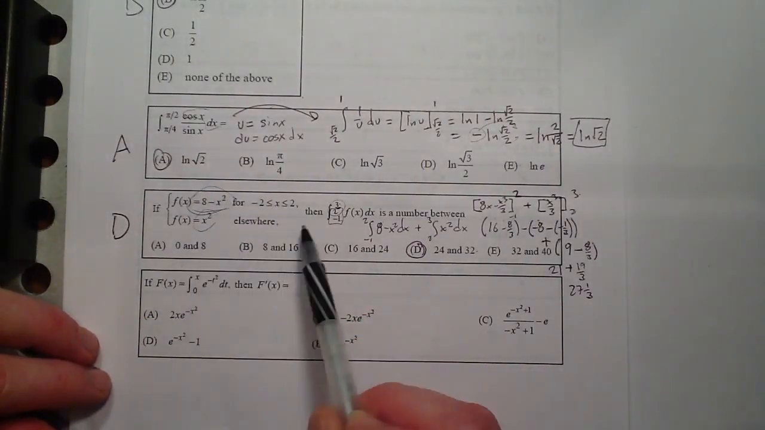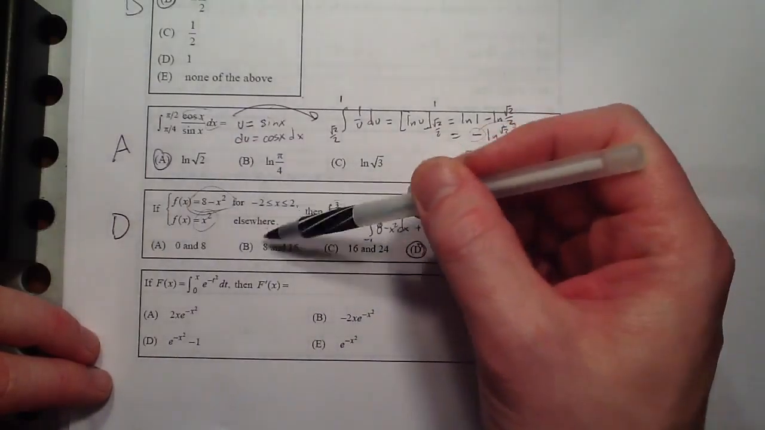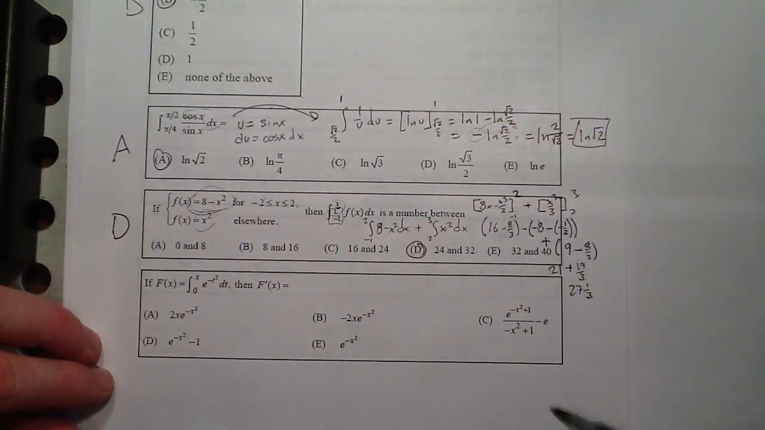So that's what you do with a piecewise function. You just have to look which pieces to use, and if it overlaps, then you got to break it into 2 integrals.